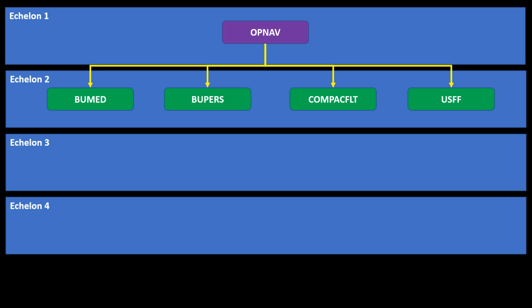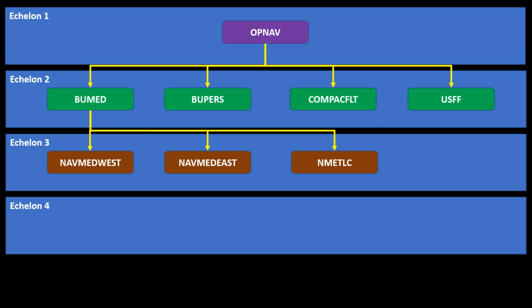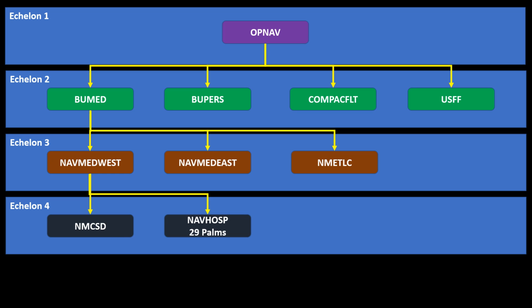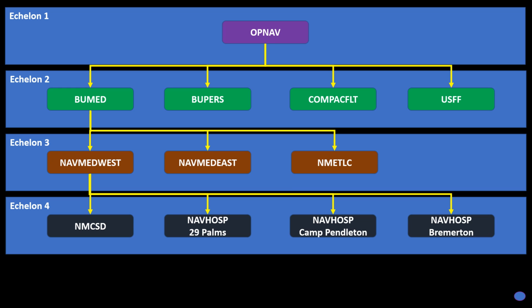So since most of what we deal with, our world is Navy medicine, I'll break down BUMED's Echelon 3s. So the Echelon 3s that report to BUMED, that's going to be the regional commands. That's going to be Navy Medicine West, and that's going to be Navy Medicine East, as well as MEDLOG, Navy Medicine Education, Training, and Logistics Command. And then if we wanted to look at some examples of some Echelon 4s, if we were staying in Navy Medicine West, we might see something like Naval Medical Center San Diego, or Naval Hospital 29 Palms, Naval Hospital Camp Pendleton, or Naval Hospital Bremerton. Those would all be examples of Echelon 4 commands.